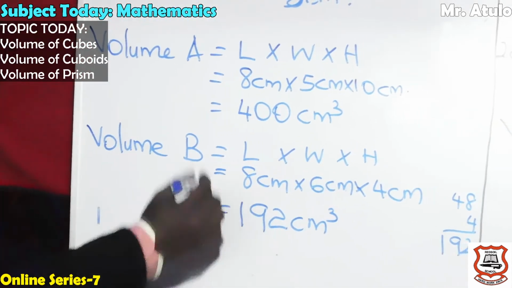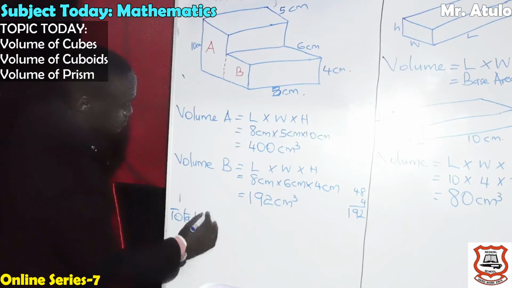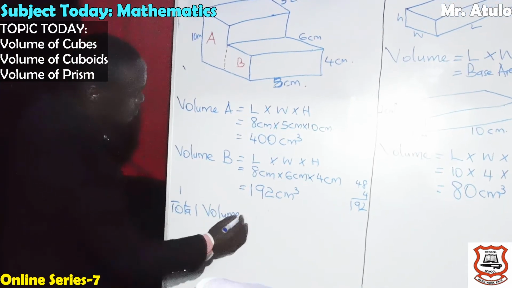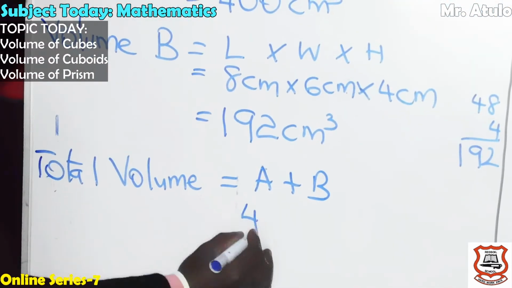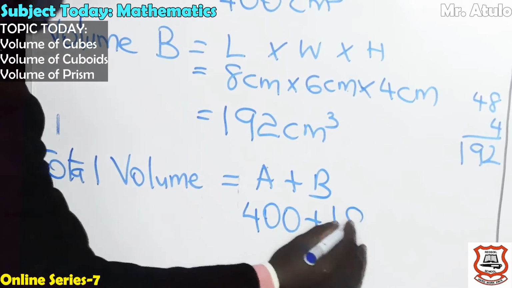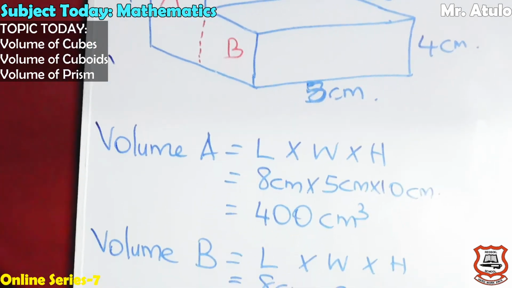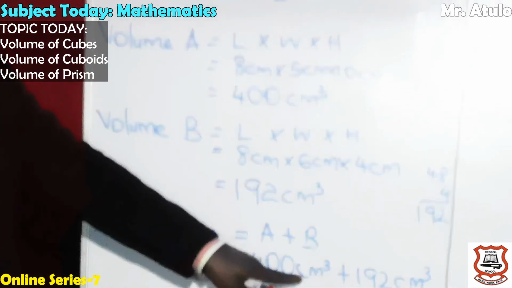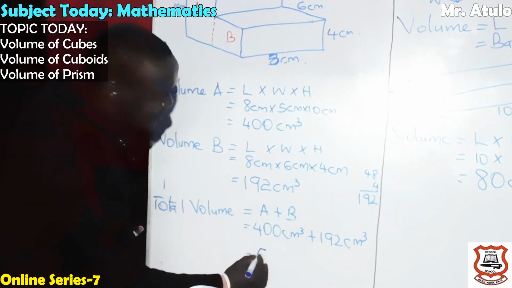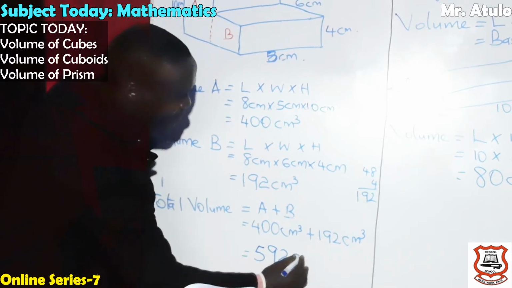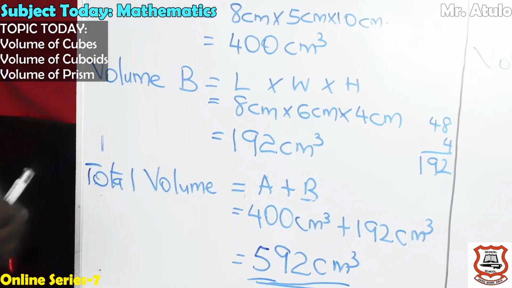Then at the end of the day, you now take it as total volume. Total volume is going to be A plus B, which is 400 centimeters cubed plus 192 centimeters cubed, and that adds up to 592 centimeters cubed. That is the answer, the volume for this figure that we see up here.